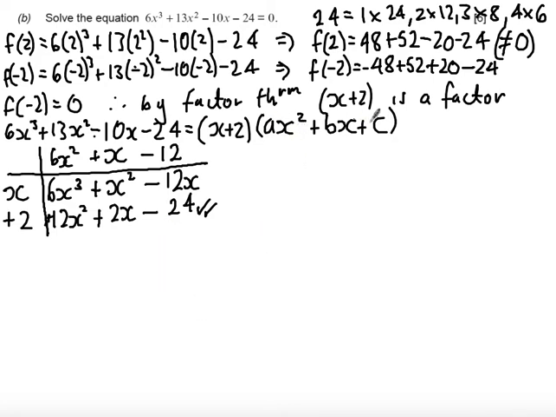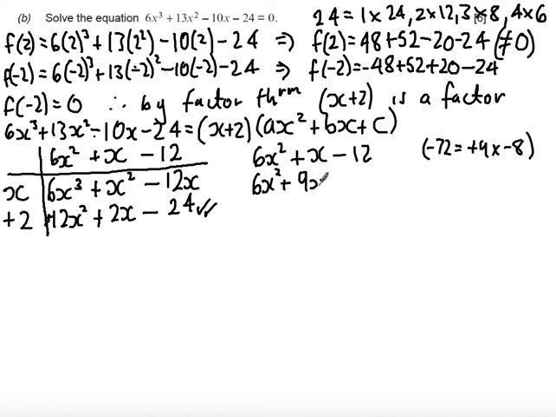So now I know what the quadratic is, I'm going to factorise the quadratic as well. So I'm going to write 6x squared plus x minus 12. 6 times minus 12 is minus 72. Factors that have a difference of 1 are plus 9 times minus 8. So if I split up this middle term, I get 6x squared plus 9x minus 8x minus 12.